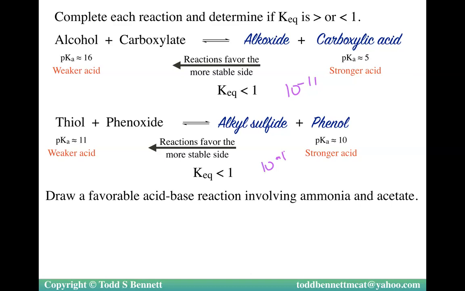So draw a favorable acid-base reaction involving ammonia and acetate. Well, dang, this just got a lot harder. So I want to have ammonia and acetate. The problem is ammonia is a weak base. Acetate is also a weak base. So I have to figure out what their conjugate acids are. So ammonia is NH3. So I've got to worry about NH4 plus.